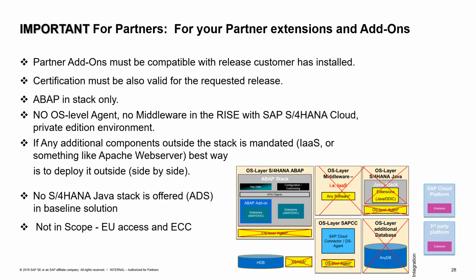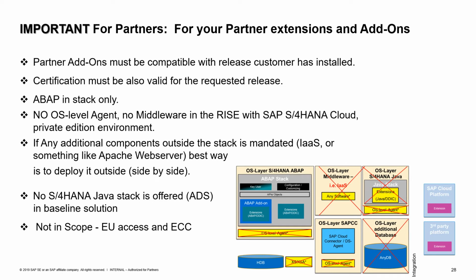So first off, partner add-ons must be compatible with the release the customer has installed. Okay, so it's got to be at the same release level. Certification must also be valid for the requested release. So if you have a certified solution, package, add-on, or extension, make sure that certification is also on the same release level as what your customer is provisioning. ABAP in-stack only is permitted. So there's no OS-level agent and no middleware permitted in the RISE with SAP S/4HANA Cloud Private Edition environment.